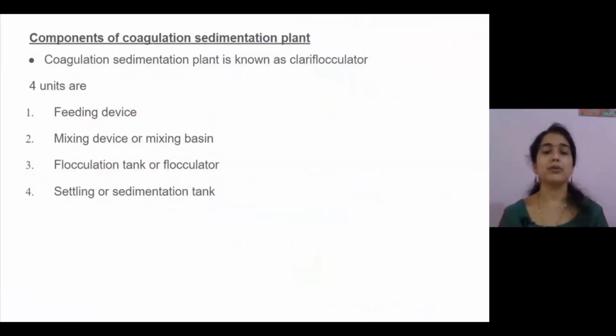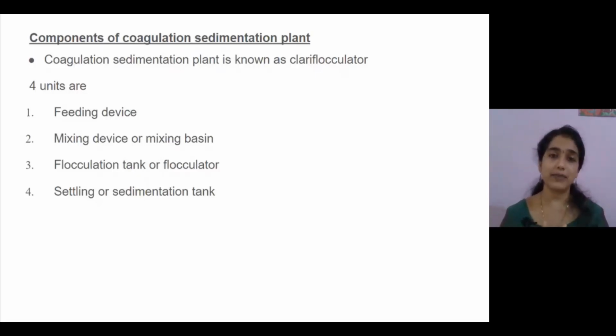Now we will move on to components of coagulation sedimentation plant, that is sedimentation aided with the coagulation. This sedimentation aided with the coagulation tank is also known as a clariflocculator. If a question is asked in such a way that design a clariflocculator, then you have to design the sedimentation aided with the coagulation tank. There are 4 units in the coagulation sedimentation plant or a clariflocculator.